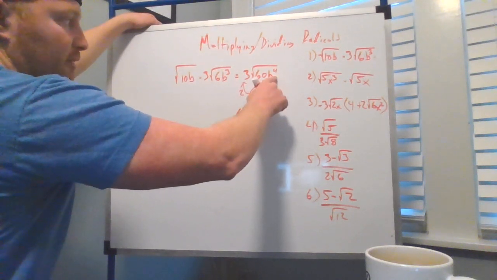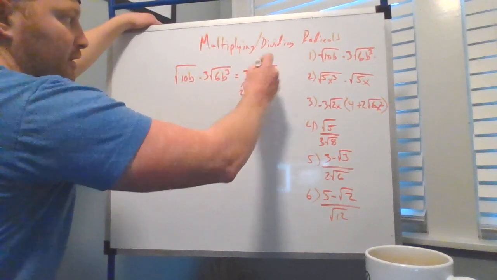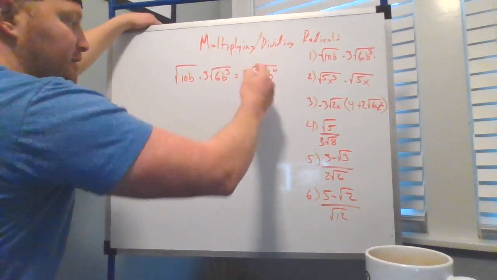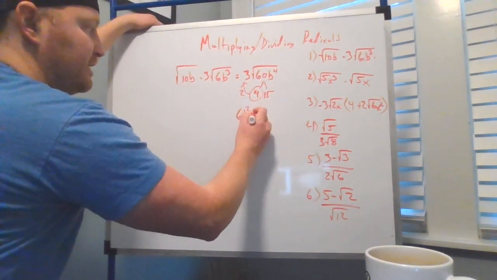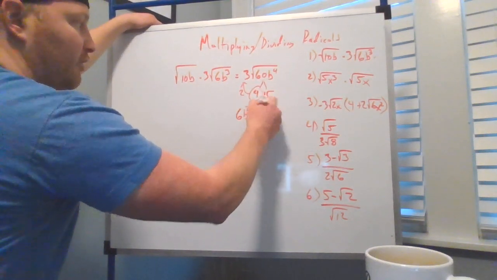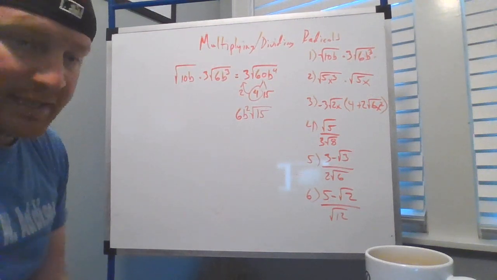B to the 4th, remember, comes outside as b to the 2nd because I just do this exponent divided by this invisible 2 right here, because this is the square root. 4 divided by 2 is b to the 2nd. So there's no more b's underneath the square root, and I'm left over with just a 15. That is how you do one like that.